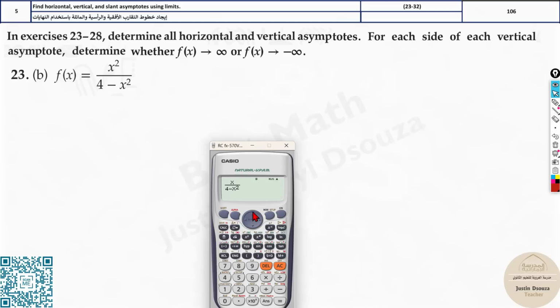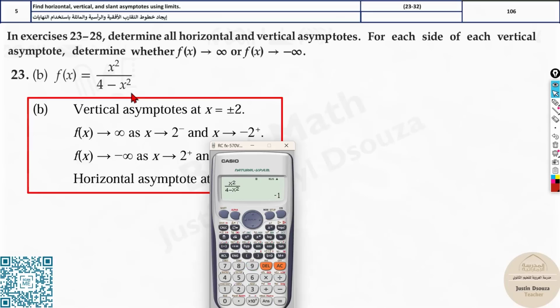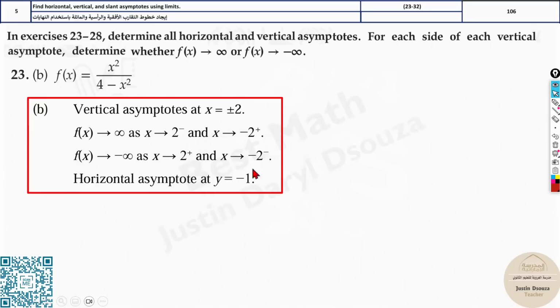So let's do the limits. Here x squared. Calculate at, say, minus infinity. What is the answer? It's negative 1. Calculate at positive infinity, 999. And it's minus 1 itself. So again, we have the same easy answers. The vertical asymptote is plus or minus 2, whereas the horizontal asymptote is at minus 1.